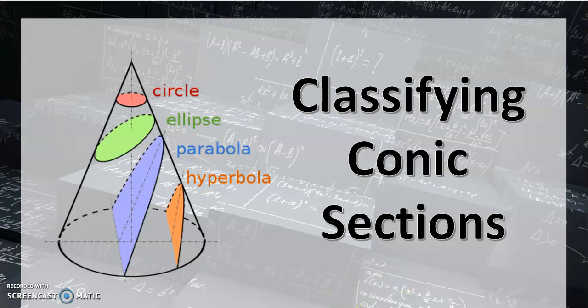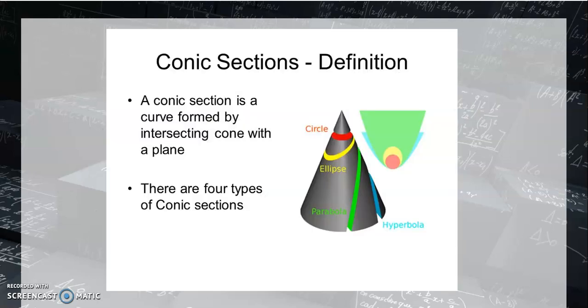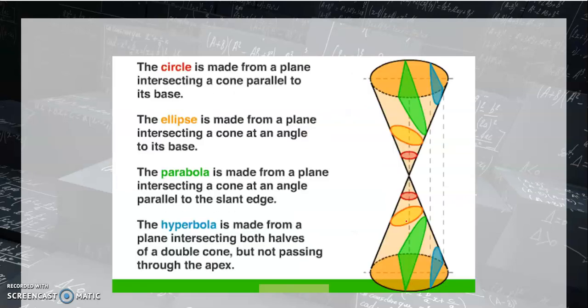Hi, for today's topic, I will teach you how to classify conic sections. But first, let me give you the definition of a conic section. A conic section is a curve formed by intersecting a cone with a plane, and there are four types of conic sections, namely circle, ellipse, parabola, and hyperbola. So I will give you the definition of each and how we derive each conic section on a cone.